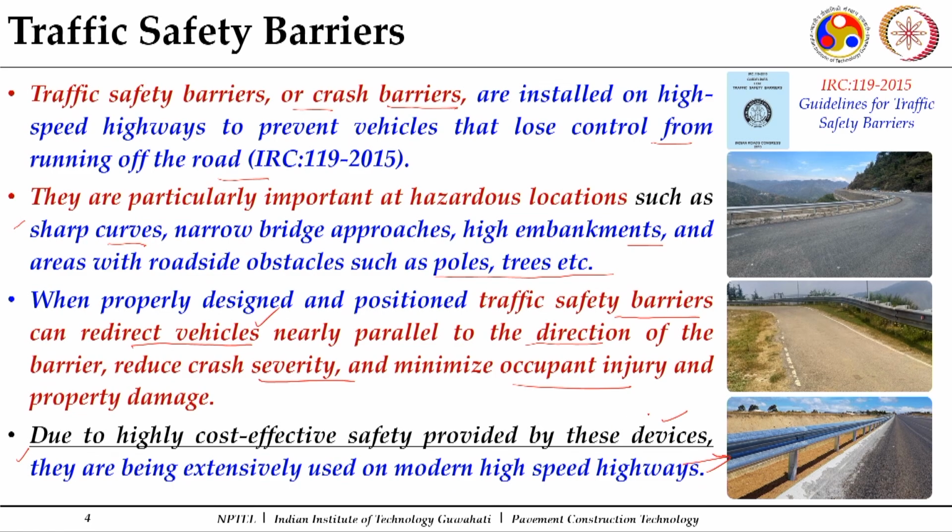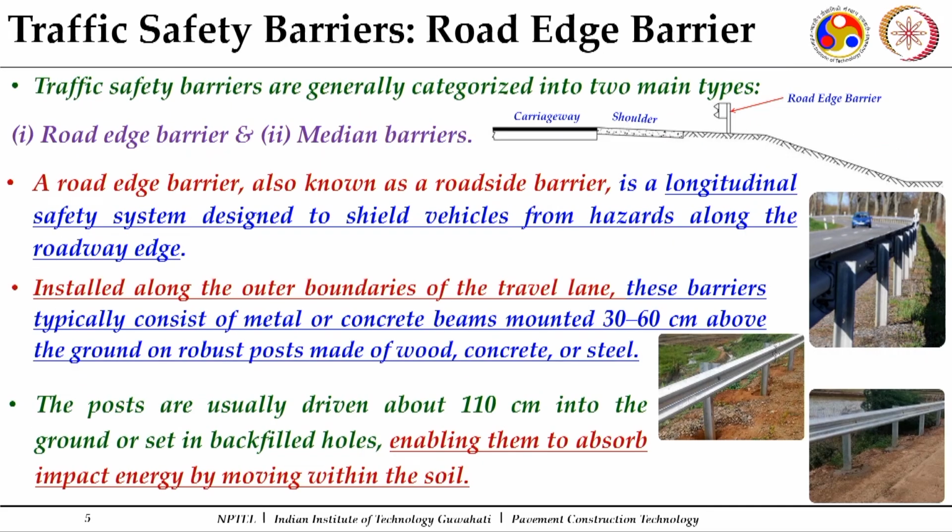They are extensively used on modern high speed highways, because the movements there are at relatively higher speeds. Now, they can be further classified into two main categories: one which are used on the road edges, and second which are used on the medians. So, we will call them road edge barriers and median barriers. You can see here is an example of a road edge barrier. So, now let us first look at what a road edge barrier is.